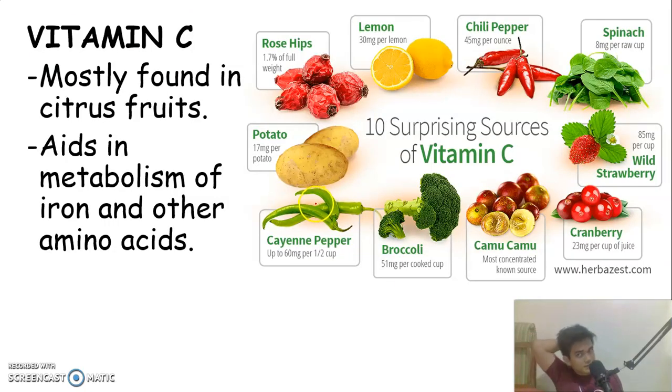Number three, vitamin C. It is mostly found in fruits and usually aids in the metabolism of iron and amino acids. If you notice, peppers are good sources of vitamin C. Some of them can produce vitamin C at different amounts. So you could actually get these vitamins in minute amounts from a variety of fruits and vegetables available in your home.